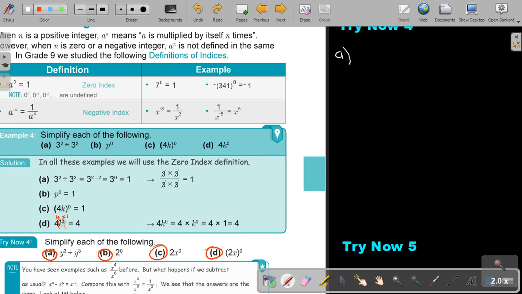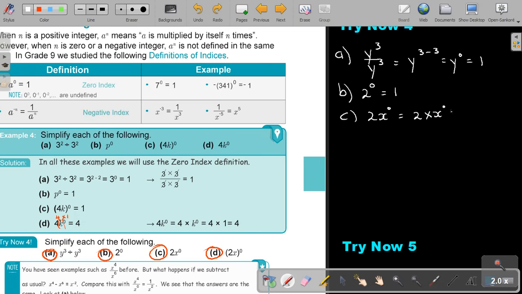Number 4A. I'm going to write it again, so it's A to the power of 3 over A to the power of 3. But it's actually meaning A to the power of 3 minus 3, which is A to the power of 0, and that's equal to 1. Number B, 2 to the power of 0, and that is equal to 1. Number C, 2x to the power of 0 is actually 2 multiplied by x to the power of 0. I'm just doing it long so that it's 2 multiplied by 1, which is 2. So it's only that part that becomes 1, and then you multiply it by 2.